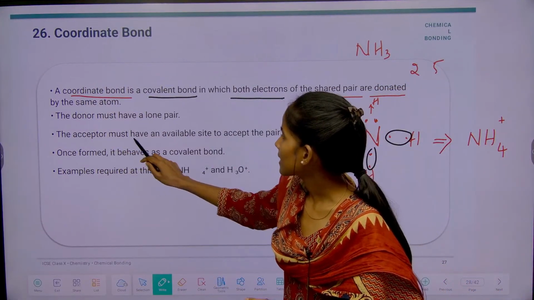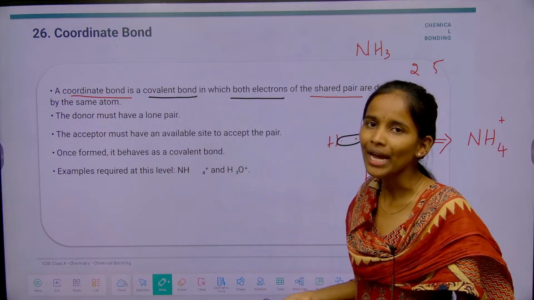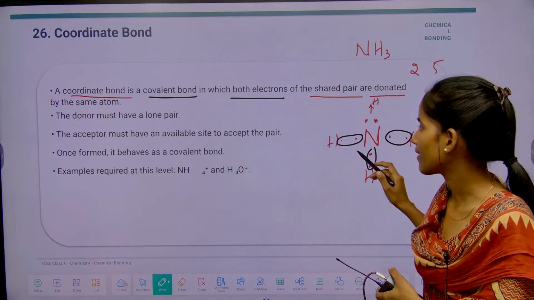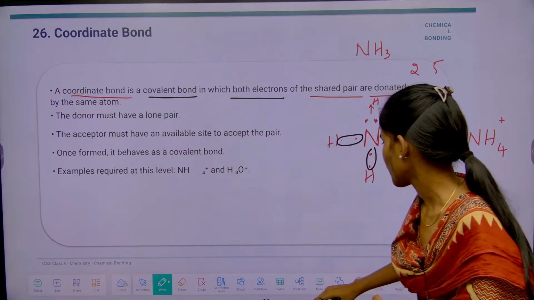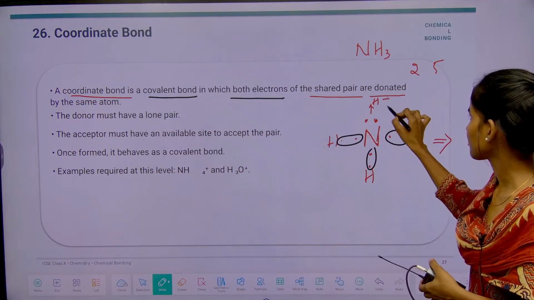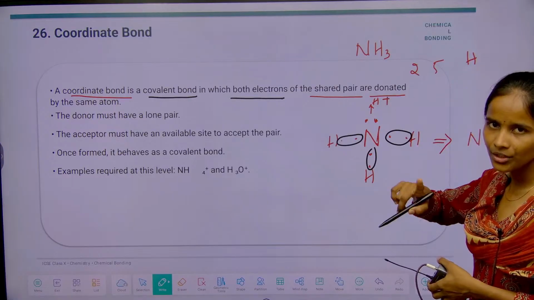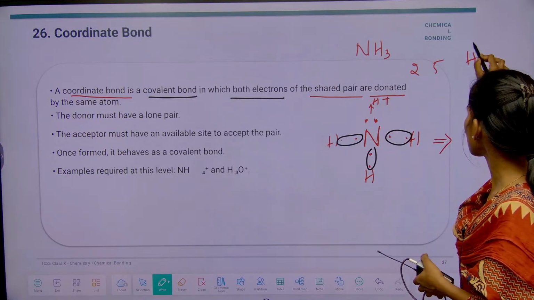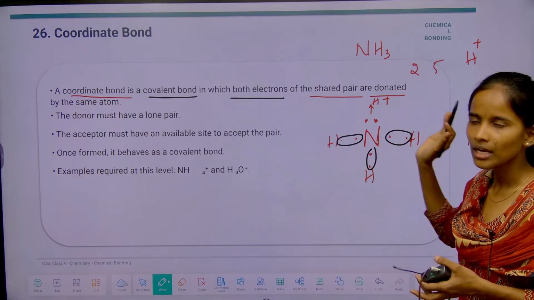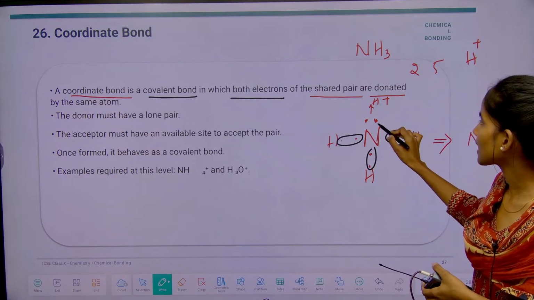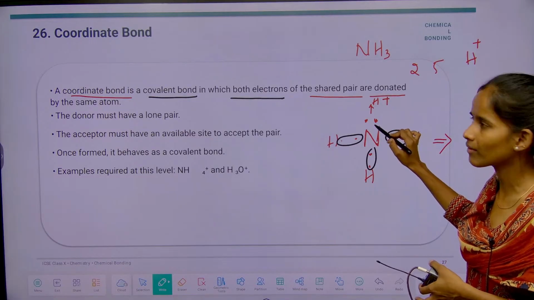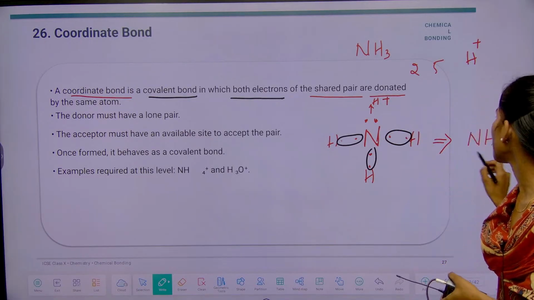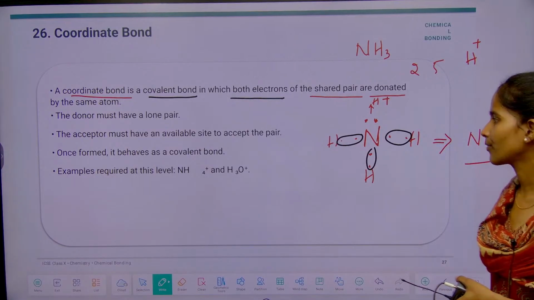The acceptor must have an available site to accept it. Hydrogen has an available site to accept it. So here we will take H plus, right? Hydrogen has one electron, it needs to accept two electrons. H plus means that one electron is also removed. So H plus and NH3 by donating two electrons, which is one lone pair, will result in the formation of NH4 plus.